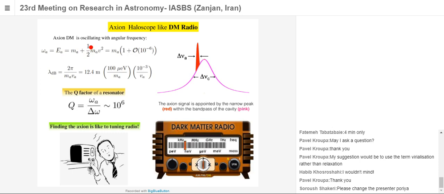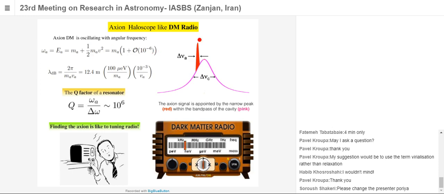So the axion dark matter is an oscillating field, and the oscillation frequency is the mass of the axion, and you have some dispersion which is defined by the velocity of the dark matter, which is similar to the velocity of the galaxies, 10 to the minus 3 times the speed of light.